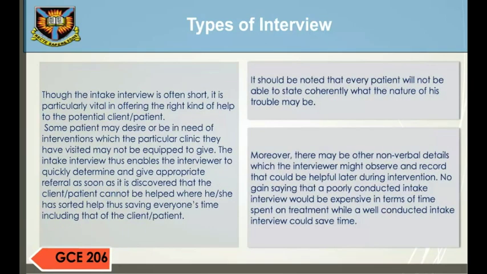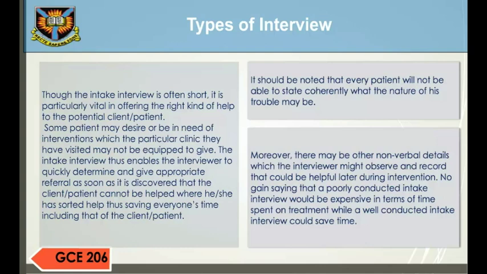Though the intake interview is often short, it is particularly vital in offering the right kind of help to the potential client or patient. Some patients may desire or be in need of interventions which the particular clinic they have visited may not be equipped to give. The intake interview thus enables the interviewer to quickly determine and give appropriate referral as soon as it is discovered that a client cannot be helped where he or she has sought help, thus saving everyone's time, including that of the client.